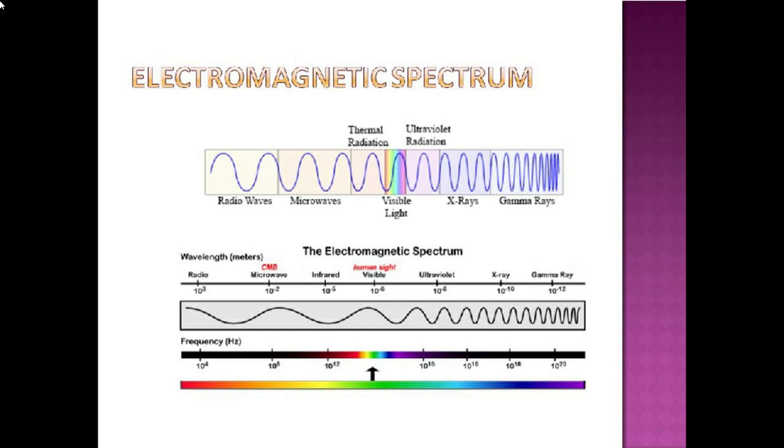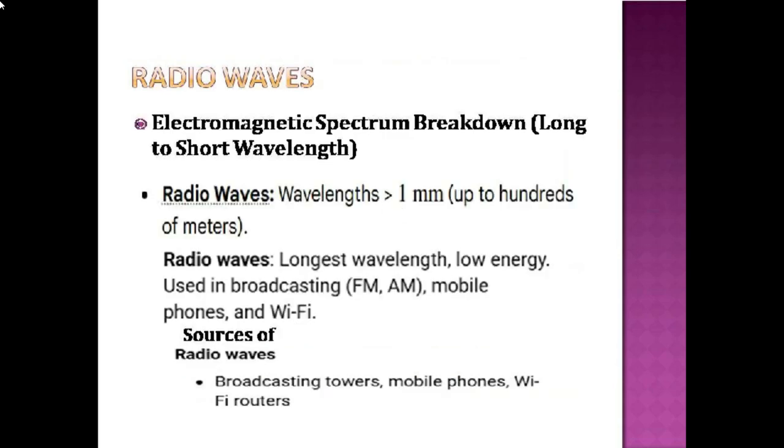Visible range in terms of Angstrom unit is 4,000 Angstrom to 7,000 Angstrom, that you need to remember, and 7,000 Angstrom is given to the red end and the blue end is 4,000 Angstrom. These values you need to remember and draw in your exam. Let us see each wave one by one.